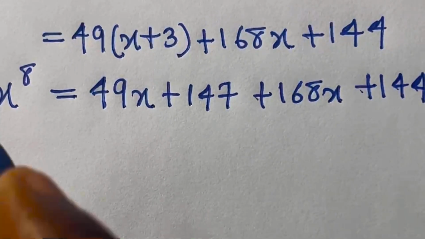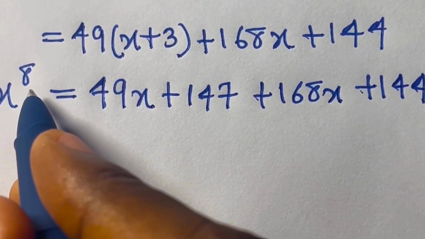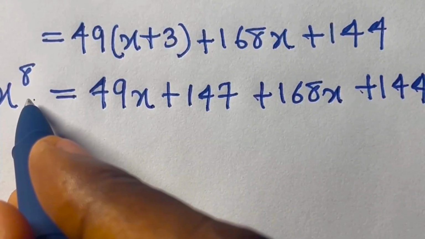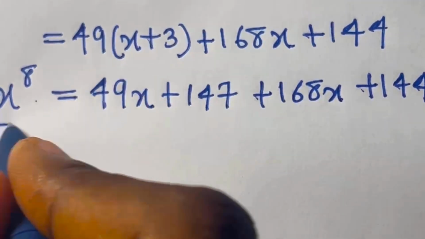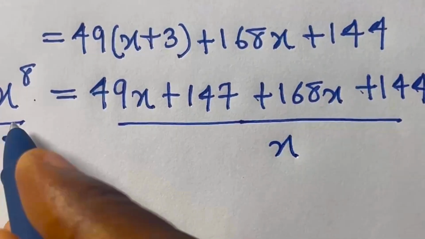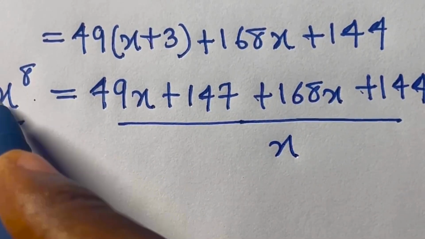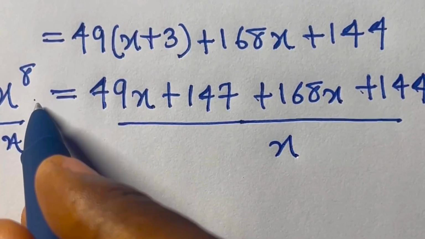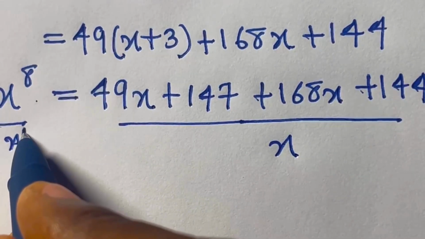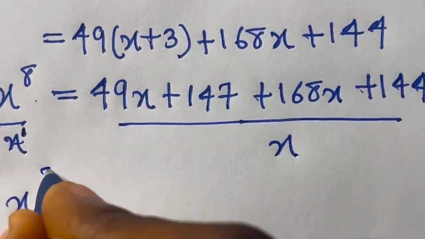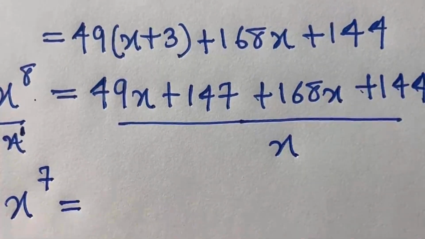So now, we want to obtain x raised to power 7. The best way to make this x raised to power 7 is to divide it by x. Let's divide both sides by x. From the law of indices, when numbers with the same base are divided, the power of the divisor is subtracted from the power of the dividend. This one has power of 1, so 8 minus 1 will give us 7. So that is x raised to power 7 equals.